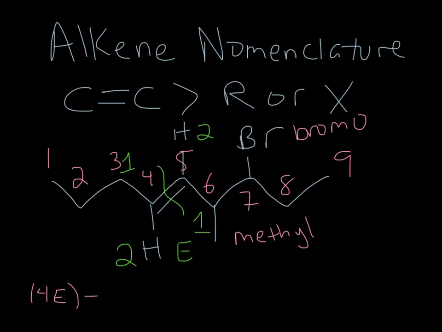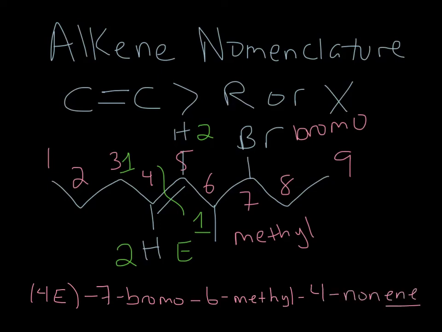Then I will put the functional groups in alphabetical order. So that would be 7-bromo, 6-methyl, 4-nonene. And the ene tells me that I have a double bond. So instead of ane, I have ene there. The other way that I could have done this would be write non-4-ene. So you can put the 4 directly in front of the ene, or you can put it in front of the whole parent chain name, so 4-nonene. So as a molecule, overall, this guy is called 4E, 7-bromo, 6-methyl, 4-nonene.